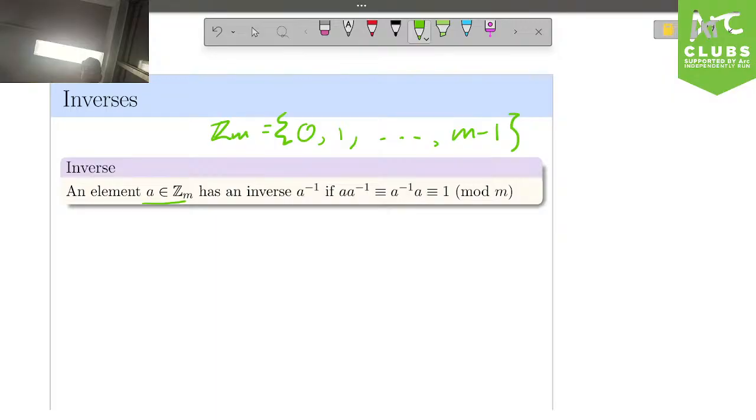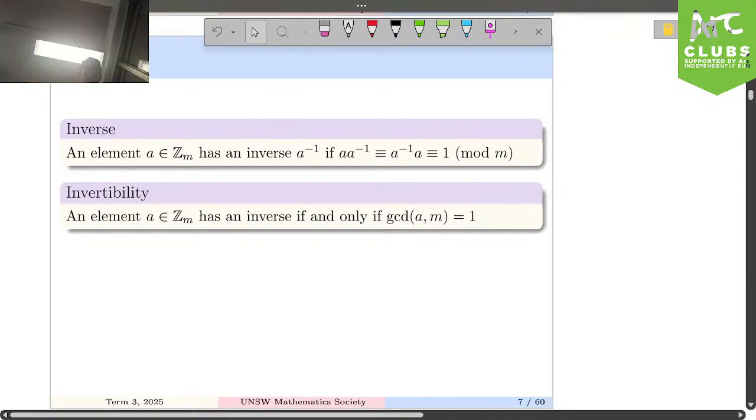So for instance, if I had Z7, or Z10, sorry, let's do Z10. In Z10, what is 7 inverse? Well, 7 inverse is going to be 3. 7 inverse is equal to 3. Why? Because 7 times 3 is 21, and that is 1 mod 10. Kind of cursed looking at that, because I haven't written mod 10.